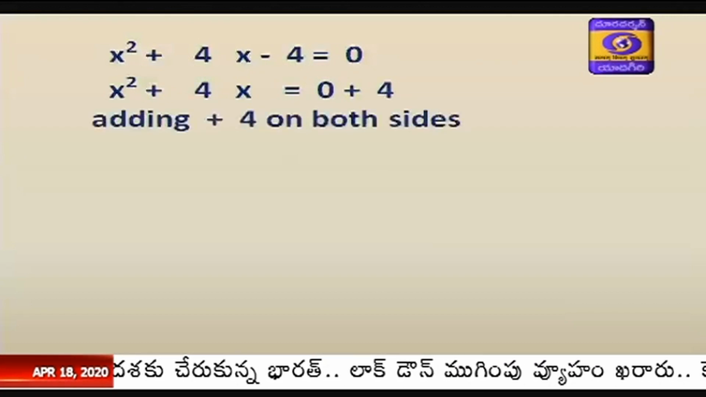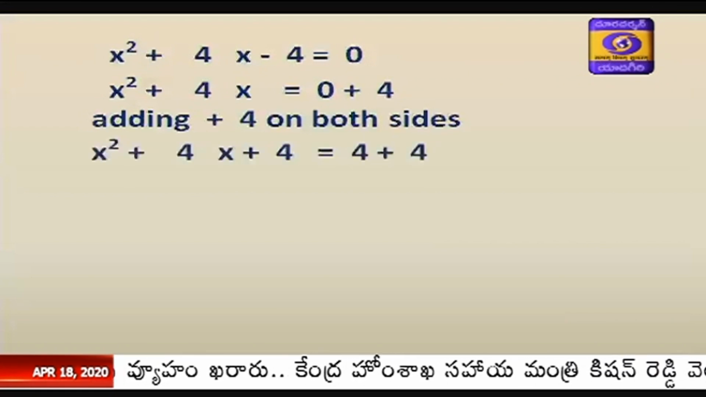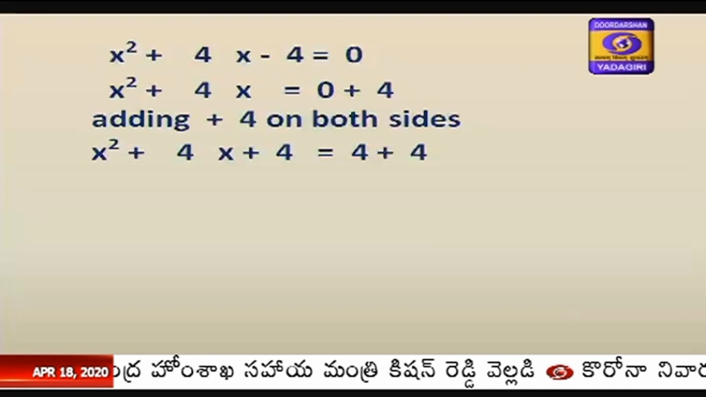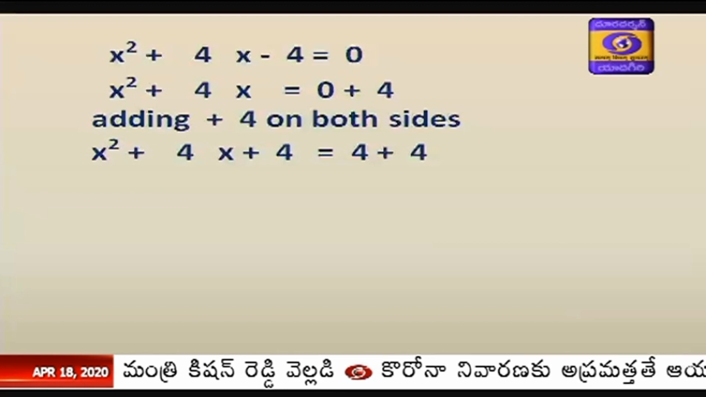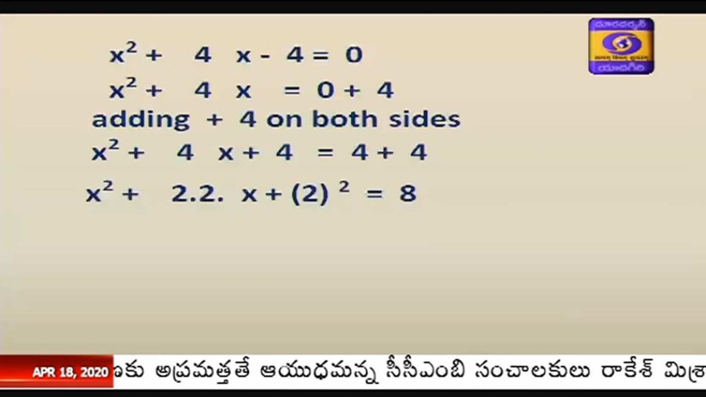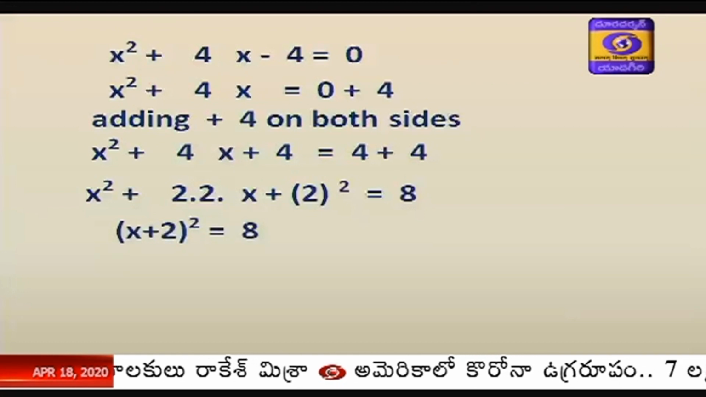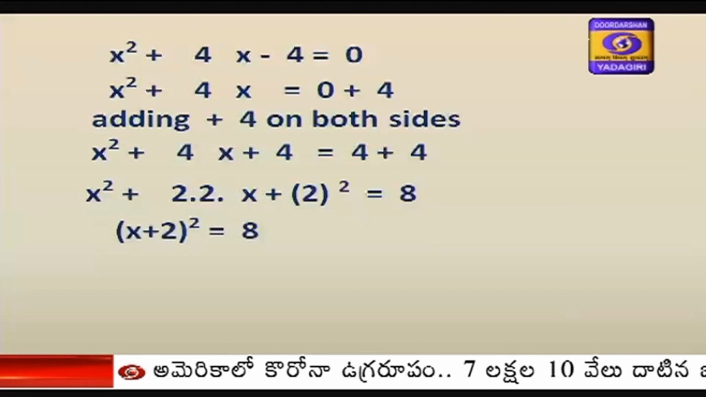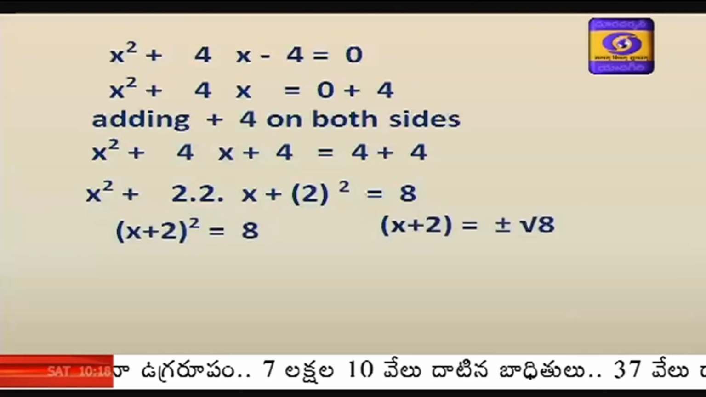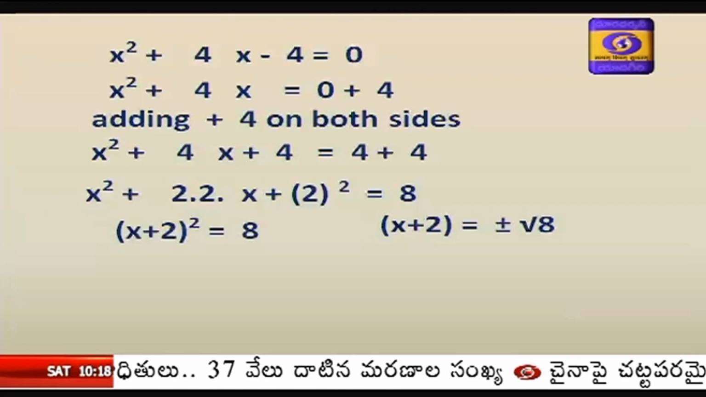Adding 4 on both sides, x square plus 4x plus 4 equals to 4 plus 4. Now, x square plus 2 into 2x plus 2 square is equals to 8. This can be written as x plus 2 whole square equals to 8. Then x plus 2 equals to plus or minus root 8.